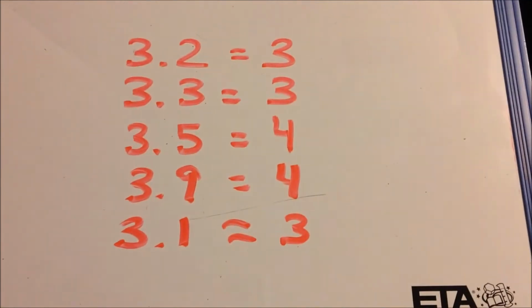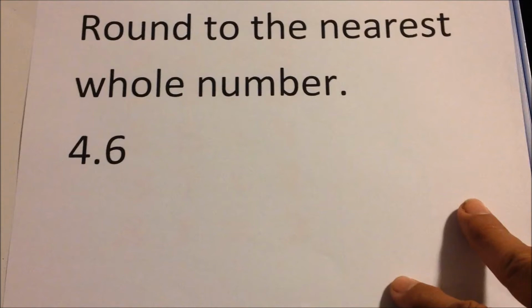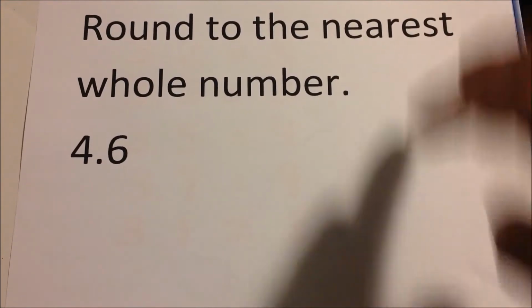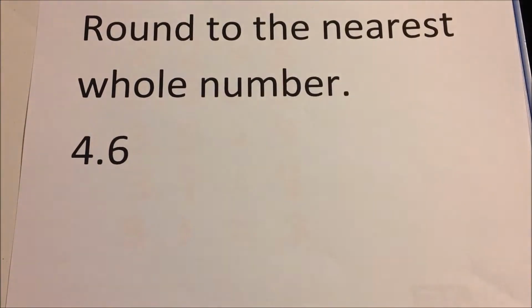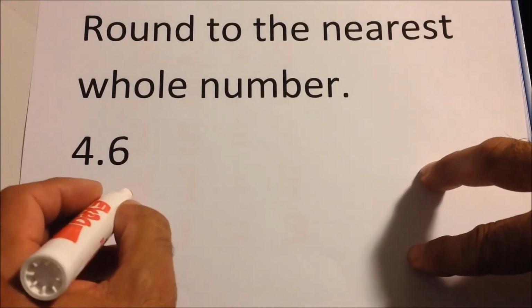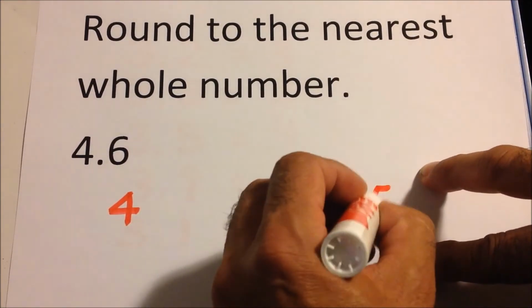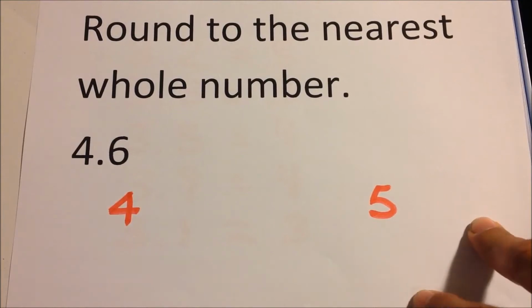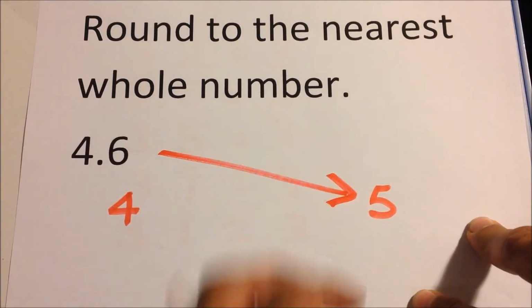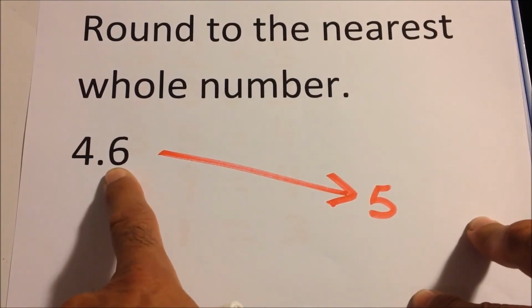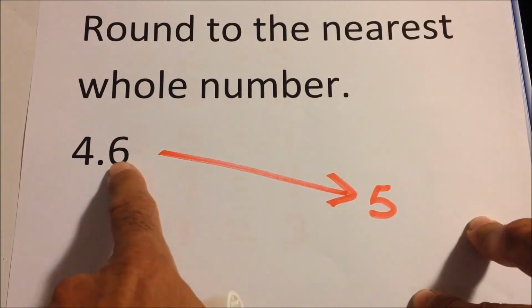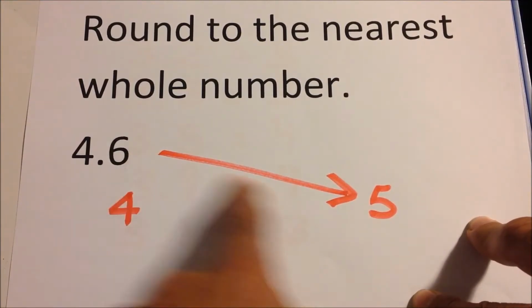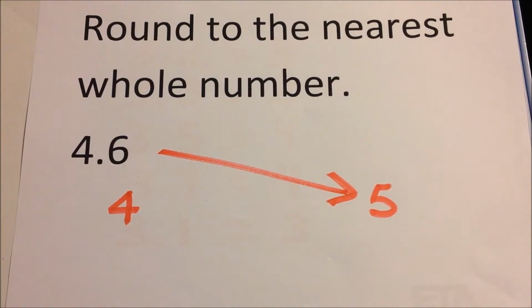So let's look at this. Round to the nearest whole number, 4.6. What do you think it is? What's it in between? So first tell me, what are the two numbers it's in between? Well, it's in between 4 and what else? 5. Now it's 0.6, so what is the nearest whole number? 5, because it's bigger than 0.5. If it was 0.5, it would still be 5. So the nearest whole number is 5.